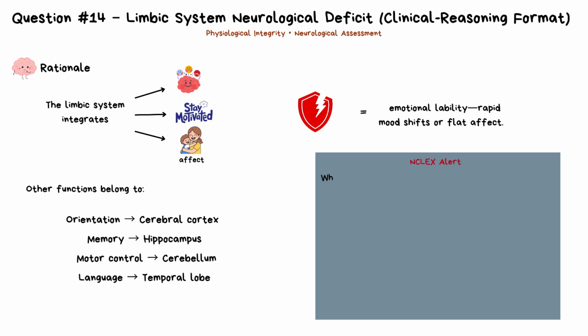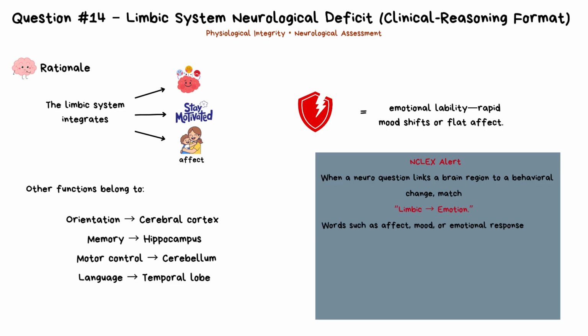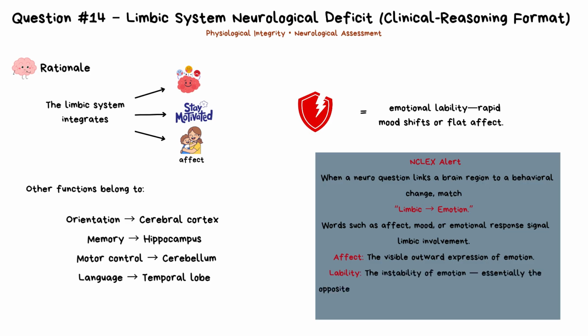Here's your NCLEX alert. When a neuro question links a behavioral or emotional change to a brain area, match it with limbic arrow emotion. And remember the key terms. Affect means the outward display of emotion. Lability means emotional instability, the opposite of emotional control.